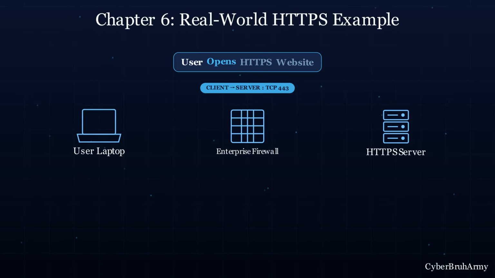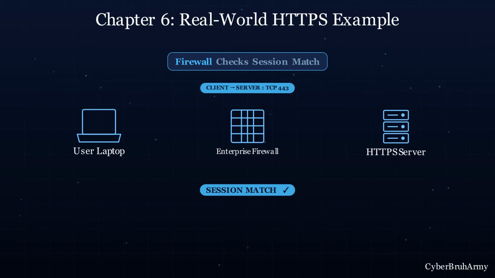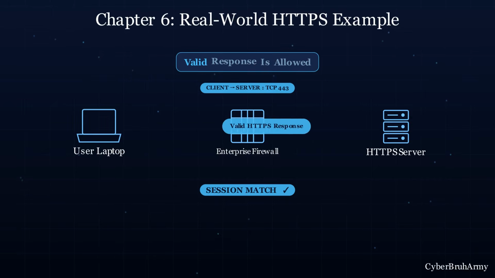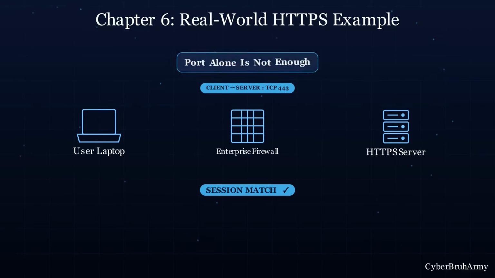Consider a user opening a secure HTTPS website from inside an enterprise network. The outbound HTTPS request passes through the stateful firewall and creates connection state. When the web server responds, the firewall checks whether that response matches the existing connection. Because the response belongs to the established HTTPS session, the firewall allows it back to the user. This is much safer than simply allowing any packet that happens to use an approved destination port.